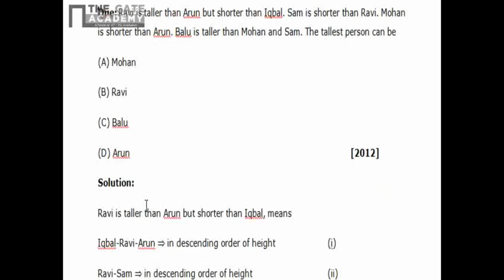Ravi is taller than Arun but shorter than Iqbal. Sam is shorter than Ravi. Mohan is shorter than Arun. Balu is taller than Mohan and Sam. The tallest person can be. Remember, the question is "can be".